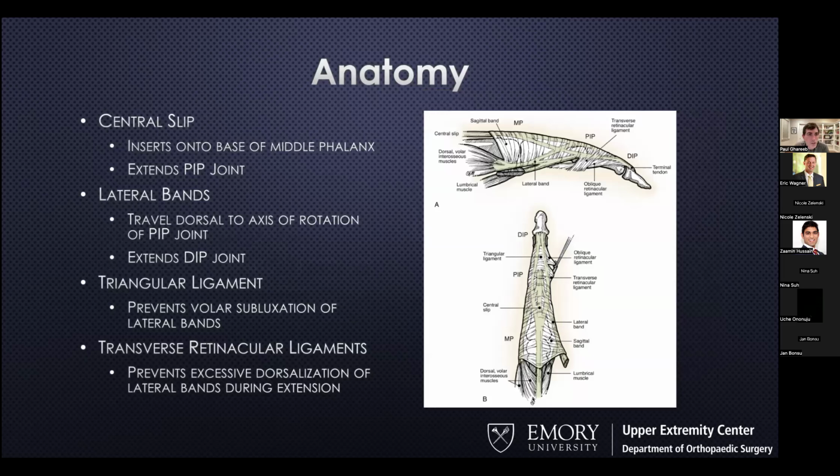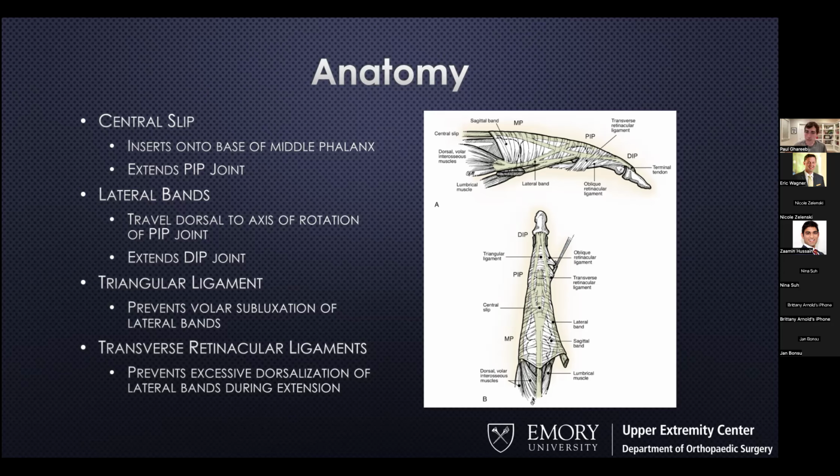Going back to our anatomy, the main things to keep in mind when thinking about a boutonniere deformity are, number one, the central slip. The central slip inserts onto the base of the middle phalanx and extends the PIP joint, and it is always injured or involved in a boutonniere deformity. Then you have the lateral bands. They travel lateral to the central slip and go distally to the distal phalanx to extend the DIP joint. They travel dorsal to the axis of rotation of the PIP joint and go on to the terminal tendon.